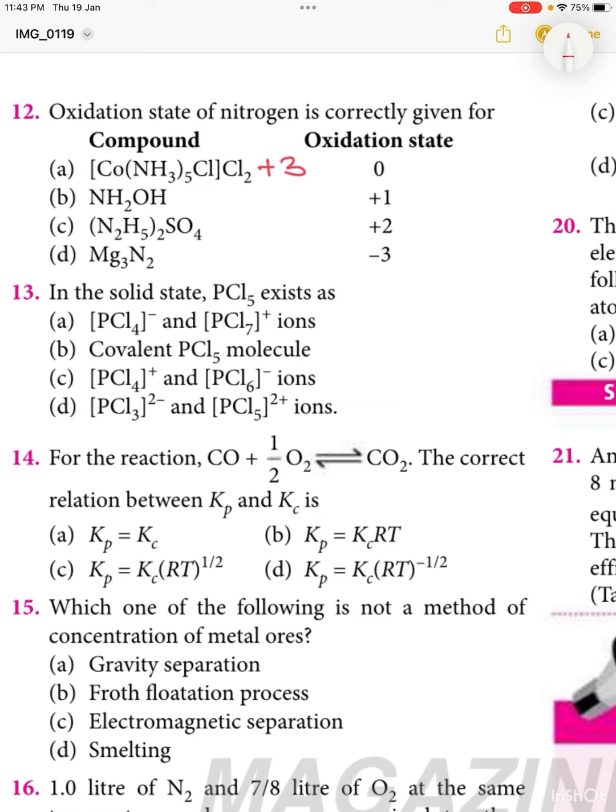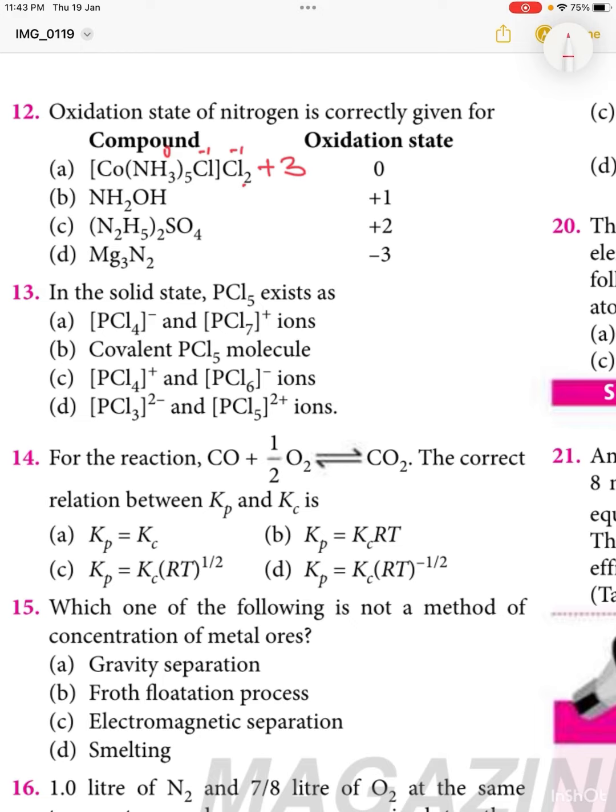NH2OH minus. So here how did I get +3? You know that ammonia is 0 because it's a neutral ligand. Here -1, here also -1. But 2 chlorines are there, -2, -1, -3, -3 becomes +3.